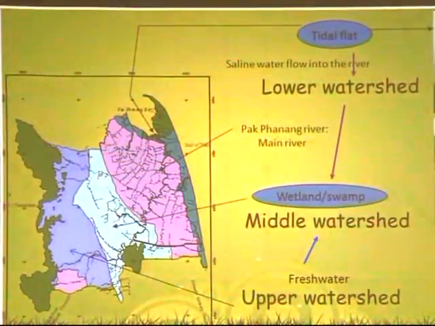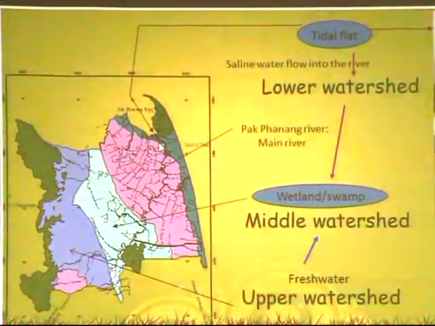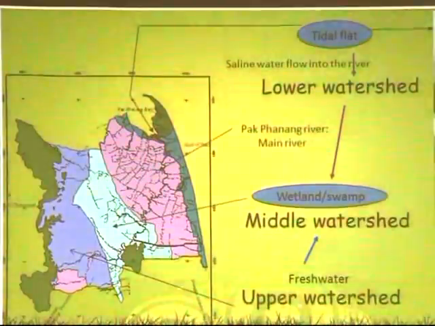At present, the Royal Irrigation Project has constructed a water gate blocking the Pak Panang River. This is the Pak Panang River. This is the water gate, to prevent the saltwater intrusion.